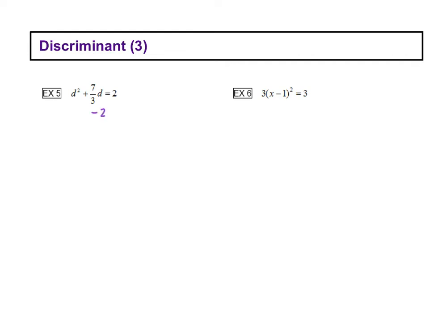So I'm going to go ahead and subtract 2 from both sides. Gives me d squared plus 7/3 d minus 2 equals 0. All right, so it's in standard form. We know a is equal to 1. Here's the part we're not going to like so much about this. Our b is equal to 7/3, and our c is equal to -2. That's okay. We'll just still find the discriminant like we normally do.